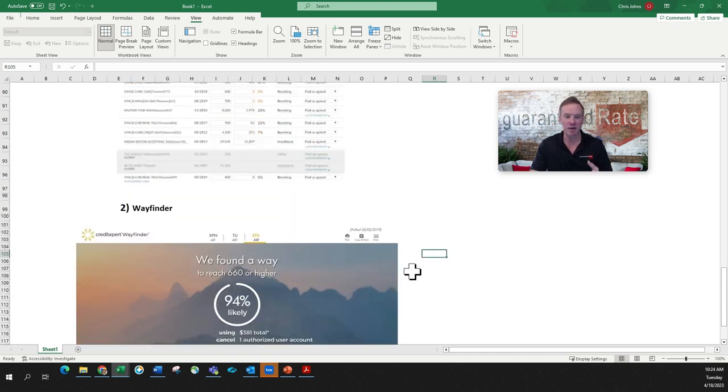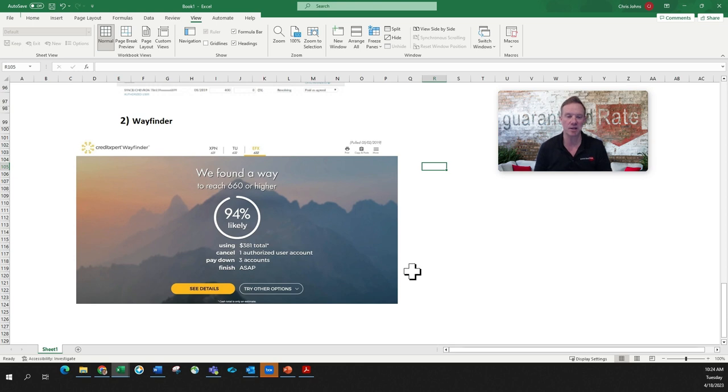Now, the other tool that I have access to is called the Wayfinder, and this is where I can take your credit score and plug it into this tool, and I can say, okay, this client has $2,000 of cash, and they want to distribute that among all of their open accounts to most effectively increase their score. So this particular one says that if you cancel yourself as an authorized user on this card and you pay down these three accounts, it's going to cost you $381. And we have a 94% likelihood of raising your score to whatever our target may have been.